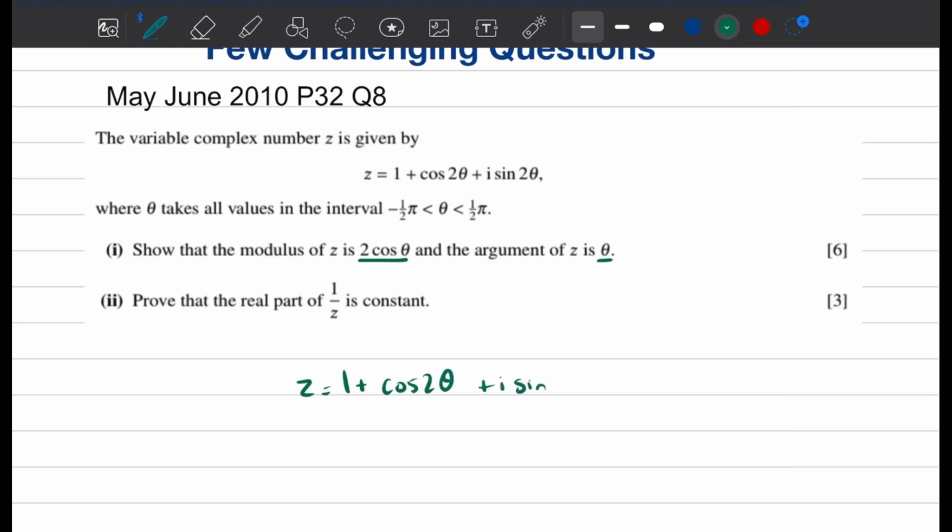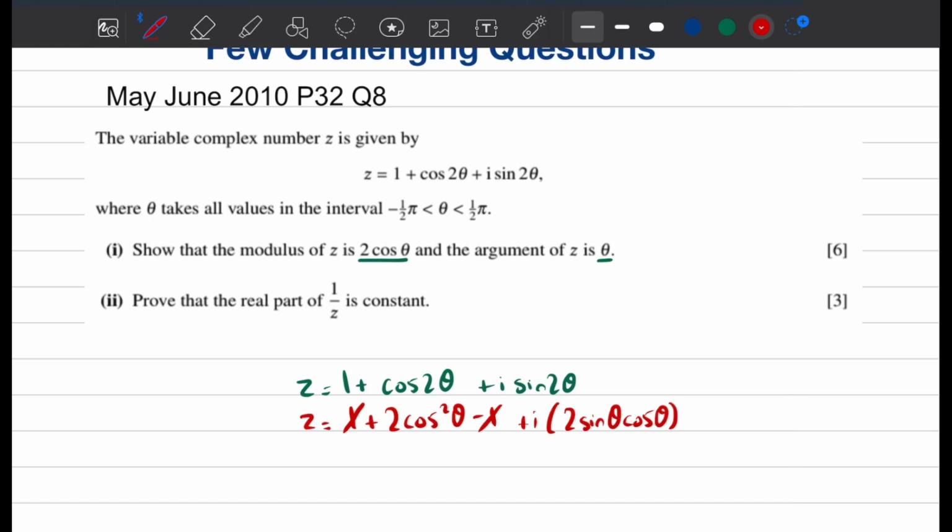So guys, cos 2 theta has two identities. The first one is 2 cos square theta minus 1 and the second one is 1 minus 2 sin square theta. So I would prefer here 2 cos square theta minus 1. So this and this cancel out. Plus i, it's going to become 2 sin theta cos theta, because the identity of sin 2 theta is 2 sin theta cos theta.